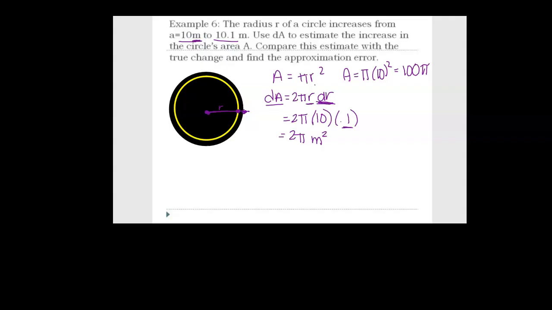Approximate or error would just be comparing our answer to the real answer. So you would take a calculator and then find pi times 10.1 squared and then subtract 100 pi and compare that answer to 2 pi.